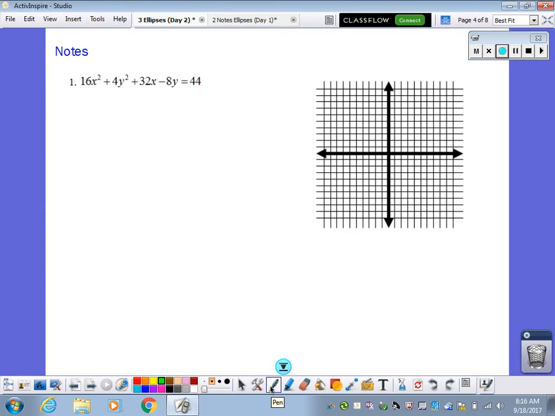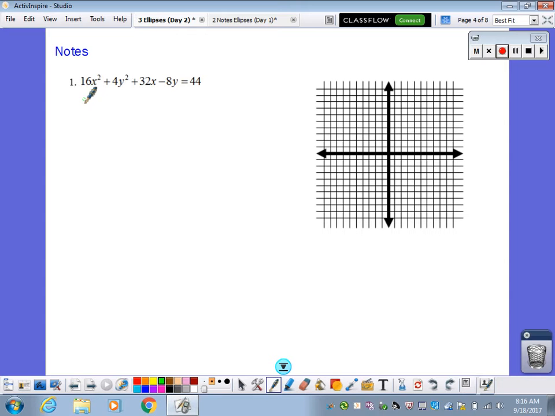For our first problem here, it says write the equation of the ellipse in standard form. Identify the coordinates of its center, vertices, covertices, and foci. Sketch the graph. So what we're going to have to do first is get this equation into standard form so that we can complete the square.